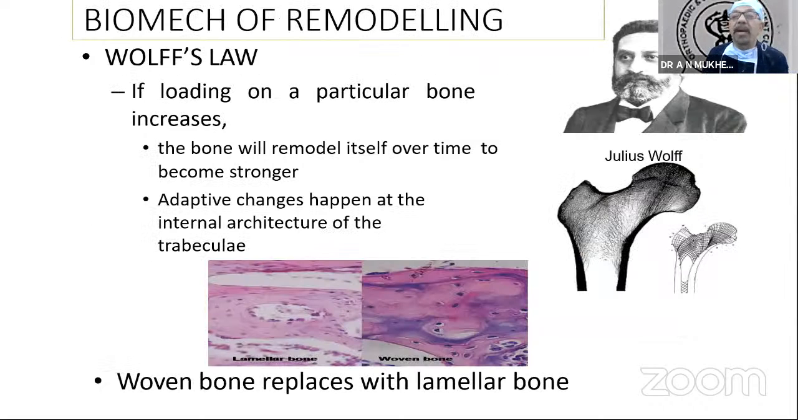And this is the great man, Julius Wolff. Wolff's law says that if loading on a particular bone is increased, the bone will remodel itself over time and become stronger. The adaptive changes happen in the internal architecture of the trabeculae. We have seen the stress lines in the neck of the femur, and the woven bone, as you can see downwards, how it comes from the lamellar bone.